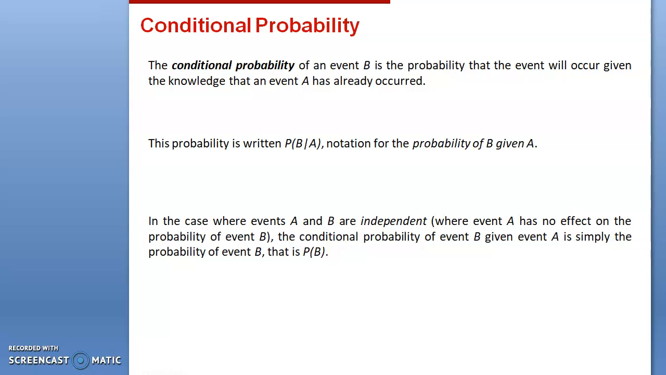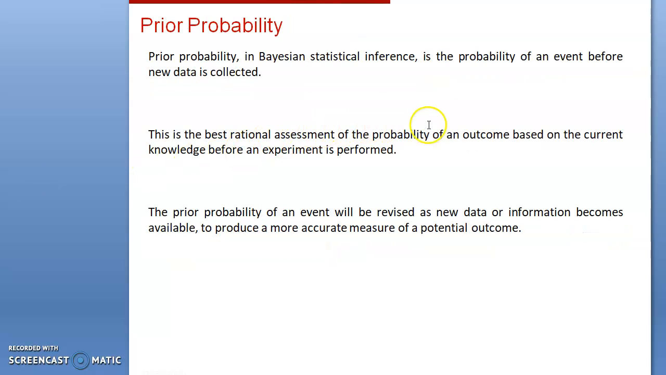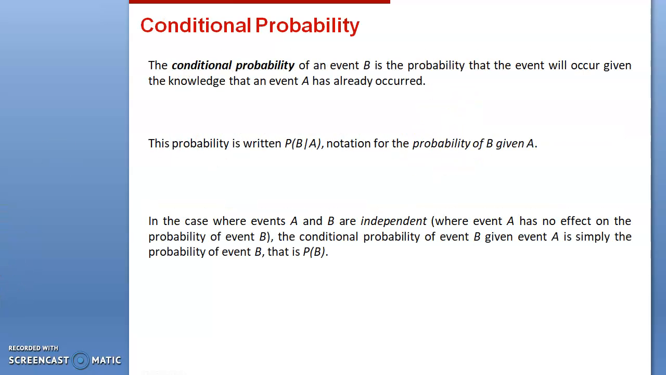Another is the conditional probability. Prior probability is the probability of an event before new data is collected. But the conditional probability of an event B is the probability that the event will occur given the knowledge that an event A has already occurred. This probability is written P of B divided by A, that is the notation for probability of B given A.